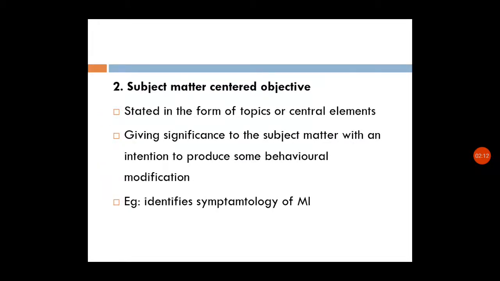The second one is subject matter centered objective. So here we are giving more importance to the subject matter or the content to be discussed. Okay. So stated in the form of topics or central elements, and giving significance to the subject matter with an intention to produce some behavioral modification. So here we are giving more importance to the content, and depending upon the content we are expecting the behavioral modification in the student.